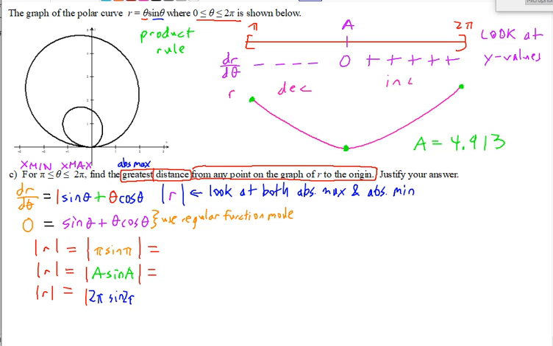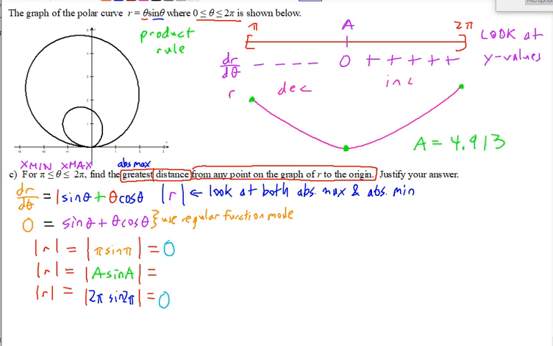Now you could use your calculator for all of these. But sine of pi is 0, so that's going to make this whole thing 0. Absolute value is going to keep it 0. And sine of 2 pi is also 0, so both of those end up being 0. And that's about as small as the distance can be, right?